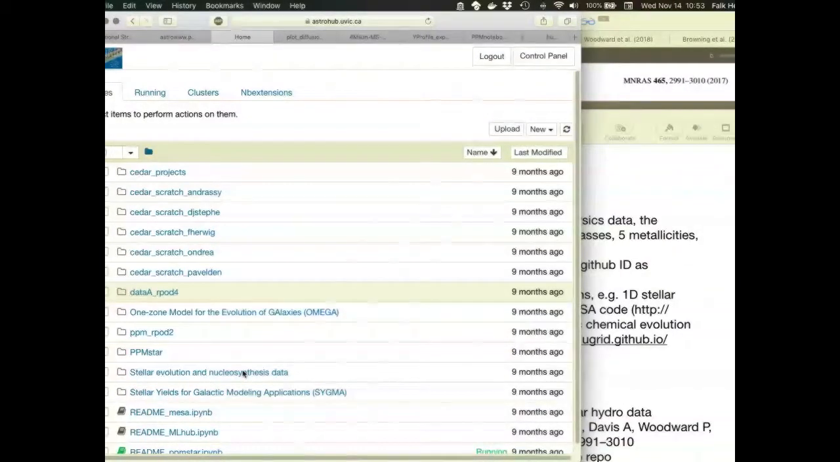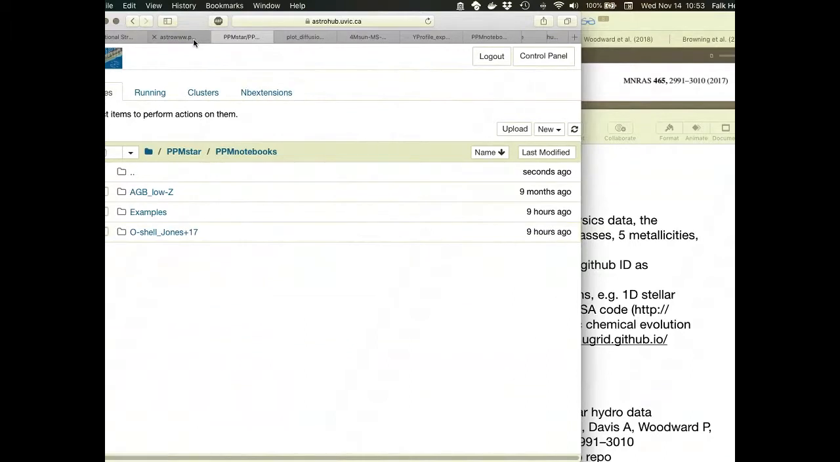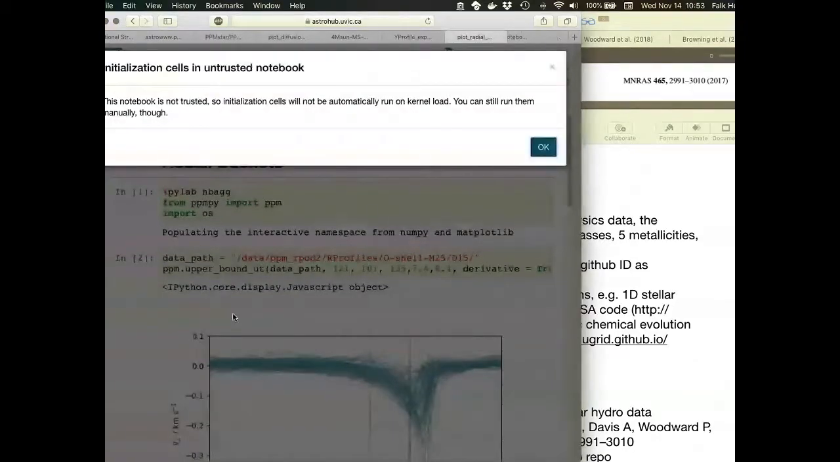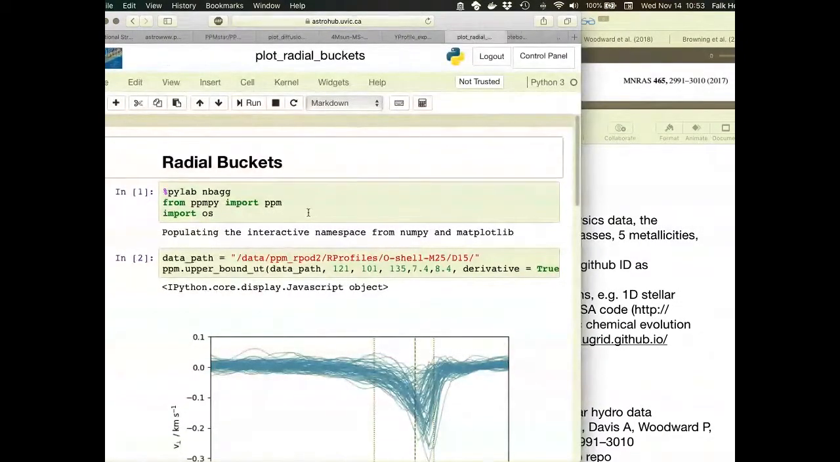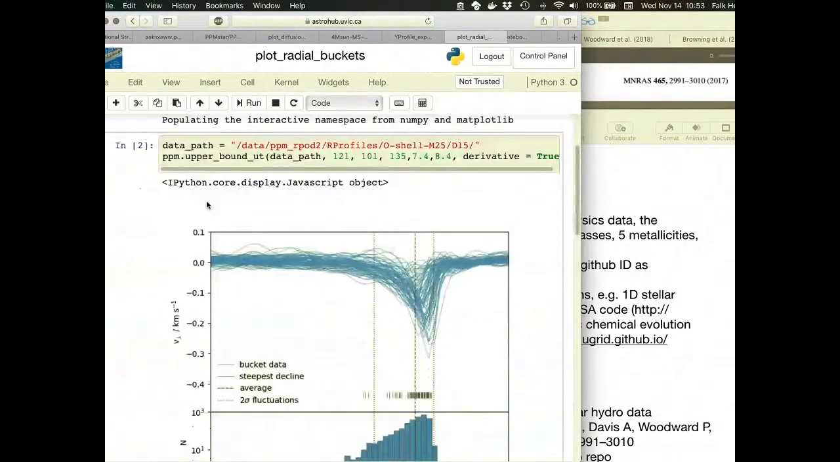This one here would allow you to go to the PPMstar notebooks that are preloaded into the PPMstar CyberHub application. So you would see these notebooks here that are coming from the GitHub repository. And then you would go maybe to the plot rprof buckets notebook that is supposed to make these bucket plots or these radial profile plots. You are importing our ppm.py module for data analysis, and then the data is staged on a mount point to this CyberHub application. This is running actually in the Arbutus cloud. So astrohub.uvic.ca is actually running in the cloud as we speak.